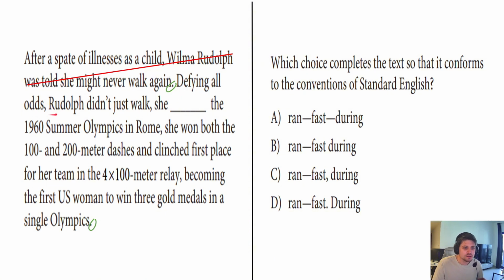Defying all odds, Rudolph didn't just walk. She ran fast during the 1960 Summer Olympics in Rome. She won both the 100 and 200 meter dashes and clinched first place for her team in the 4x100 meter relay, becoming the first U.S. woman to win 3 gold medals in a single Olympic.